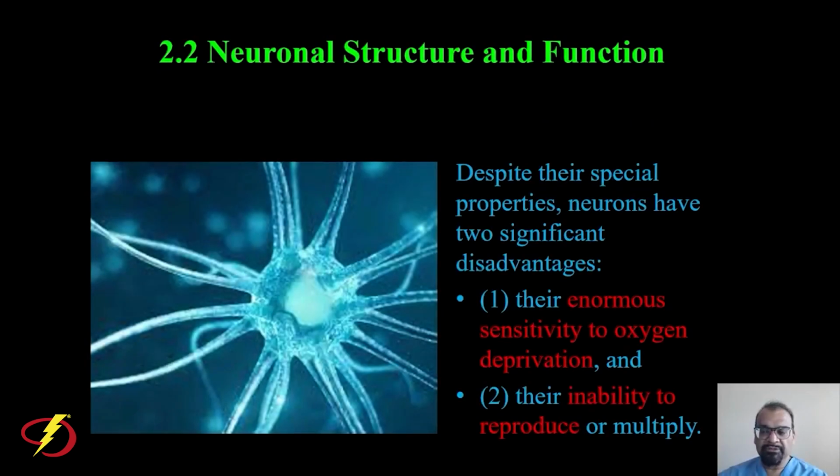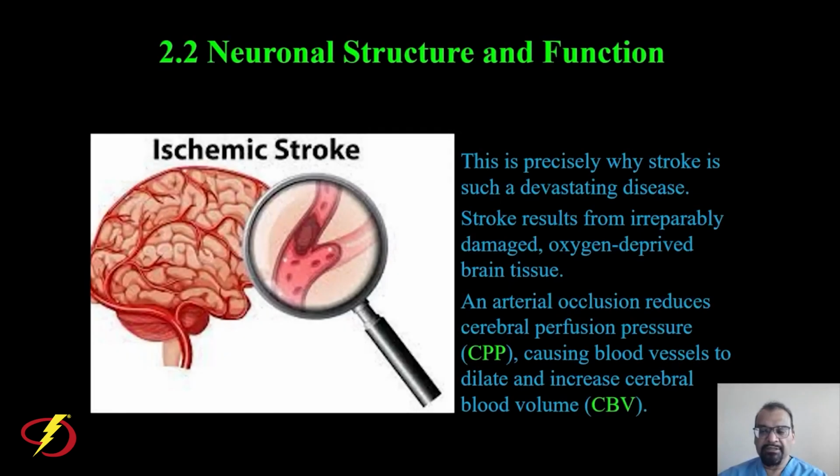But despite these special properties that neurons have, they have two major disadvantages. The first is they are enormously sensitive to oxygen deprivation. They can't live without oxygen for long periods of time. And the second is they cannot reproduce or multiply. This is why stroke is such a devastating disease. Strokes result from irreparably damaged, oxygen-deprived brain tissue.